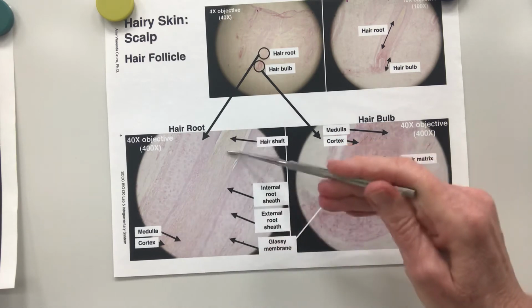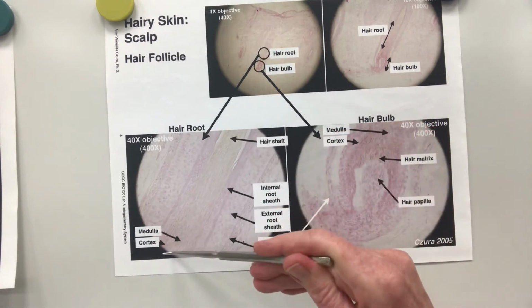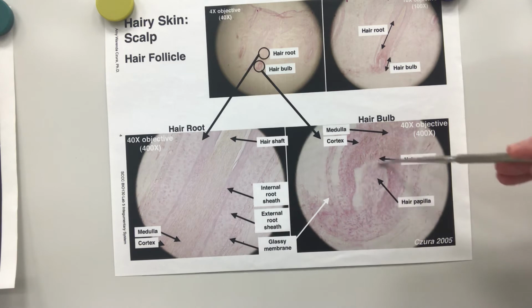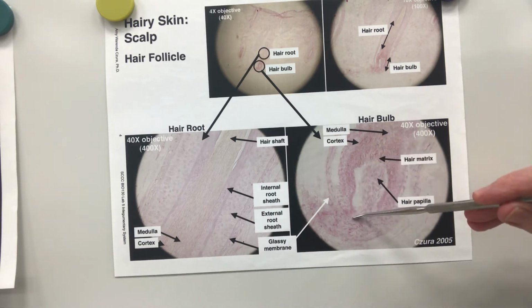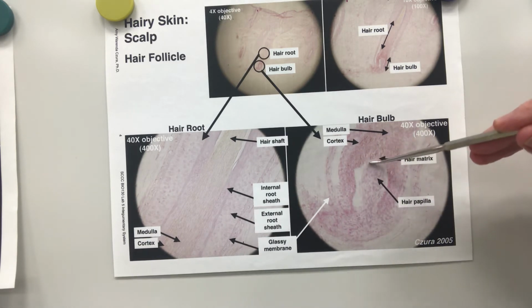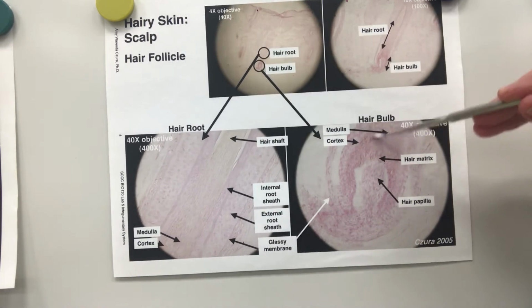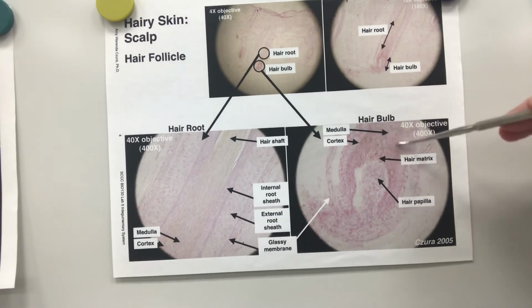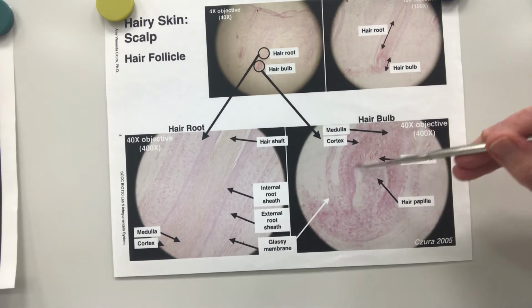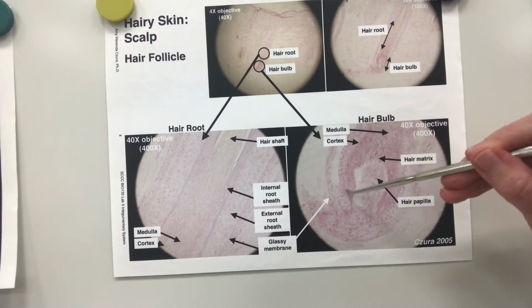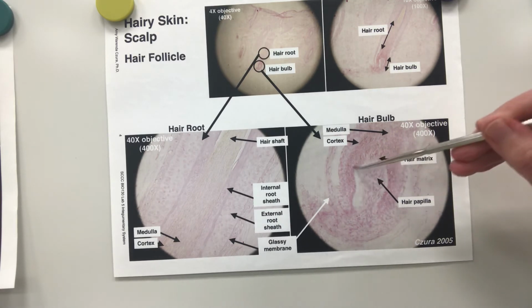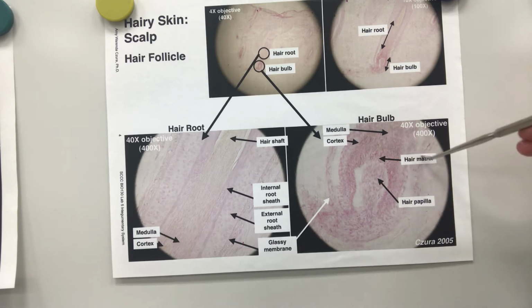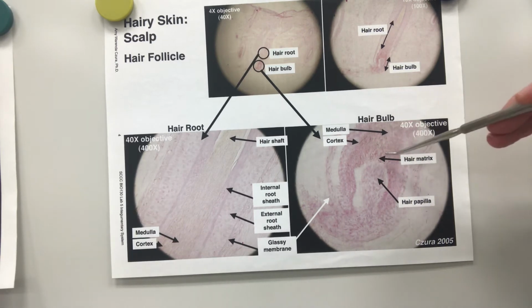This is the shaft at the top, the root would be at the bottom. It starts down here with the hair papilla, the bump underneath it. That will give rise to, in the center of the hair, the medulla, and on the outskirts it's the cortex, and right on top of the papilla there is one layer of cells called the matrix. Hair matrix is the material that the hair will be produced from.